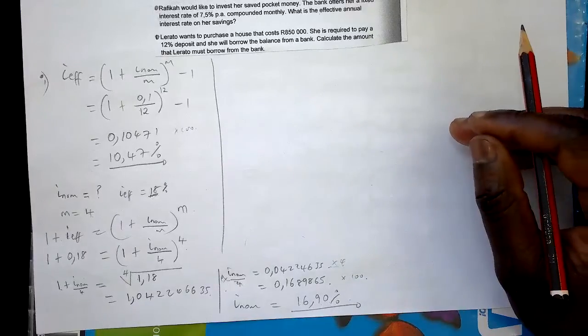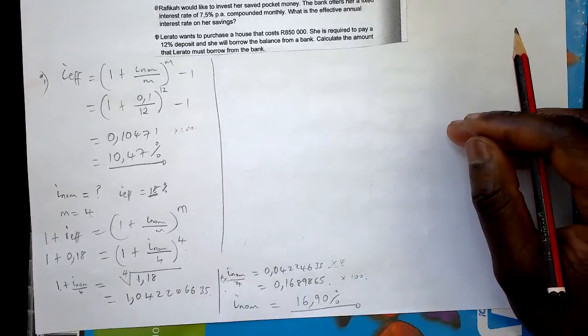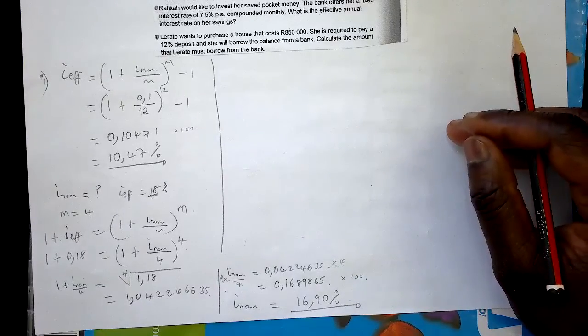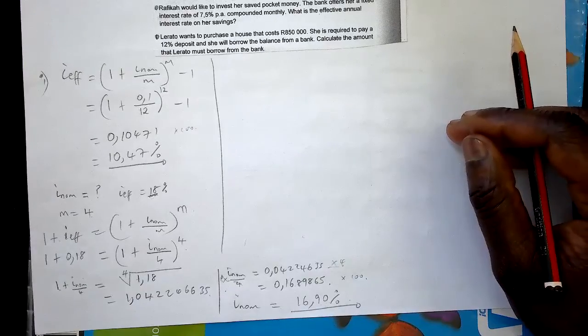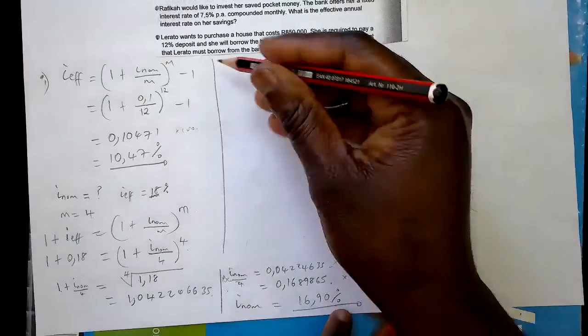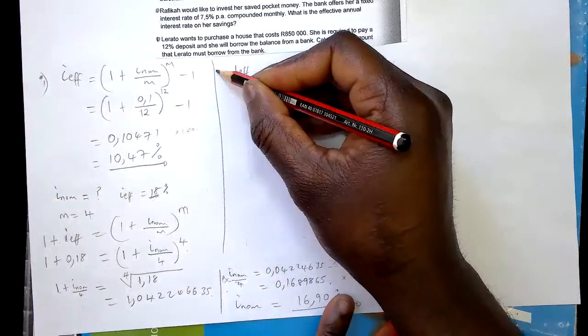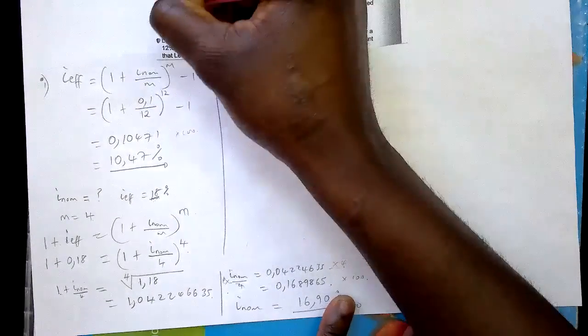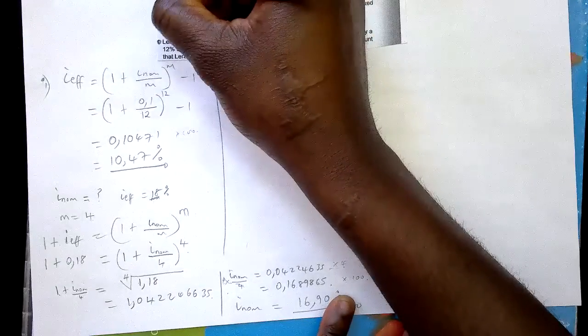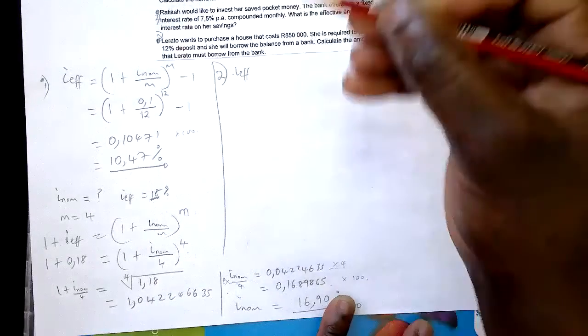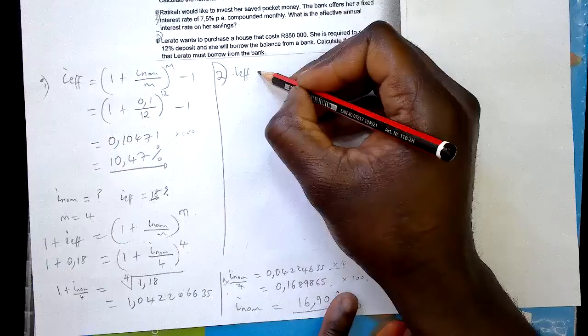Rafika would like to invest saved pocket money. The bank offers a fixed interest rate of 7.5% per annum compounded monthly. What is the effective annual interest rate on the savings? So again, I effective. We can call that number 3. Then I effective is equal to what?